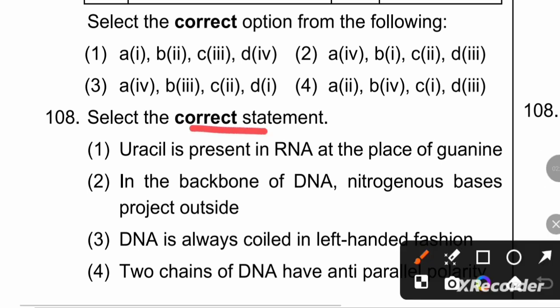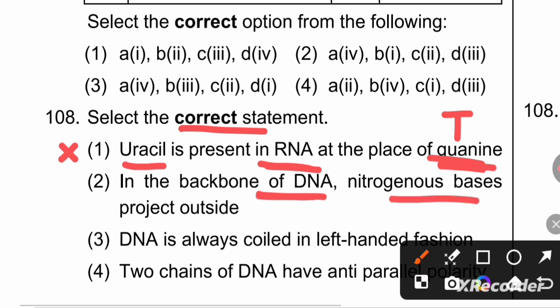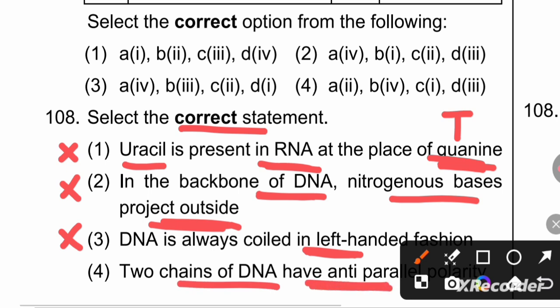Select the correct statement. Uracil is present in RNA in place of guanine. No, in place of thymine, uracil is present. So this is the wrong statement. In the backbone of DNA, nitrogen bases project outside. No, they project inside. DNA is always coiled in left-handed helix. It is wrong. DNA is always coiled in right-handed helix. Two chains of DNA have anti-parallel polarity. This is right. One is 5' to 3', another is 3' to 5'.